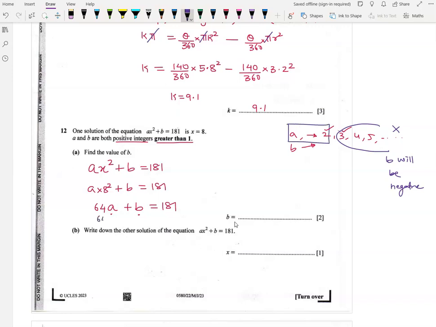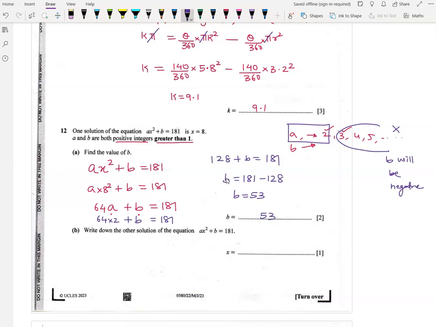So 64 times 2 plus b equal to 181. 128 plus b is 181. We subtract 128 from both sides, so we get b equal to 181 minus 128. We get value of b is 53.